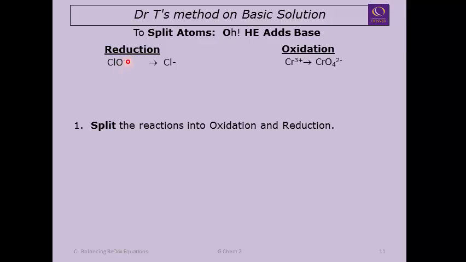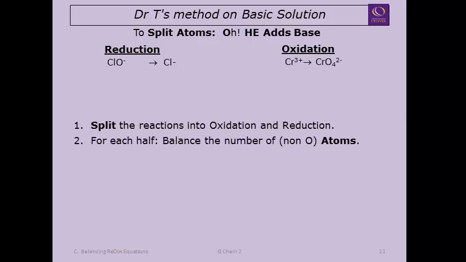Overall charge here is -1. So if oxygen is -2 and the net charge is -1, in this case chlorine is a +1, so it's going from +1 to -1, so this is being reduced. This one has an overall charge of 2-. I've got 4 oxygens at a -8 charge, so that must be a +6. So that's going from +3 to +6 in oxidation, losing 3 electrons. So you split the reactions into oxidation and reduction.